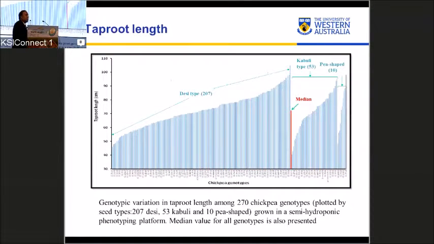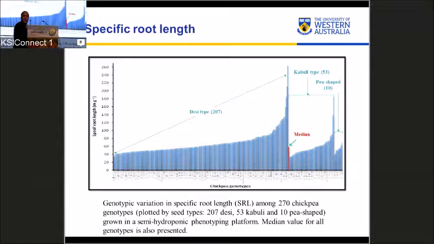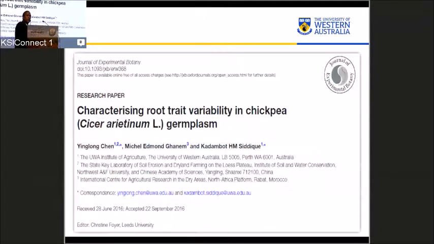Taproot length is very important because chickpeas are taprooted species, dicotyledons, and the total length varied from just below 50 to as high as about 100, so twice as different. Again, the median value is shown, and again variation in kabuli and in the pea shape. Specific root length is another trait we look at physiologically, which has functional properties. Again you can see variation from 40 to as high as about 250, in kabuli as well as the pea shape. So whatever trait we looked at, there was significant variation in some of the key parameters we tested. This paper is already published online, and if anyone is interested, I'm happy to provide it.